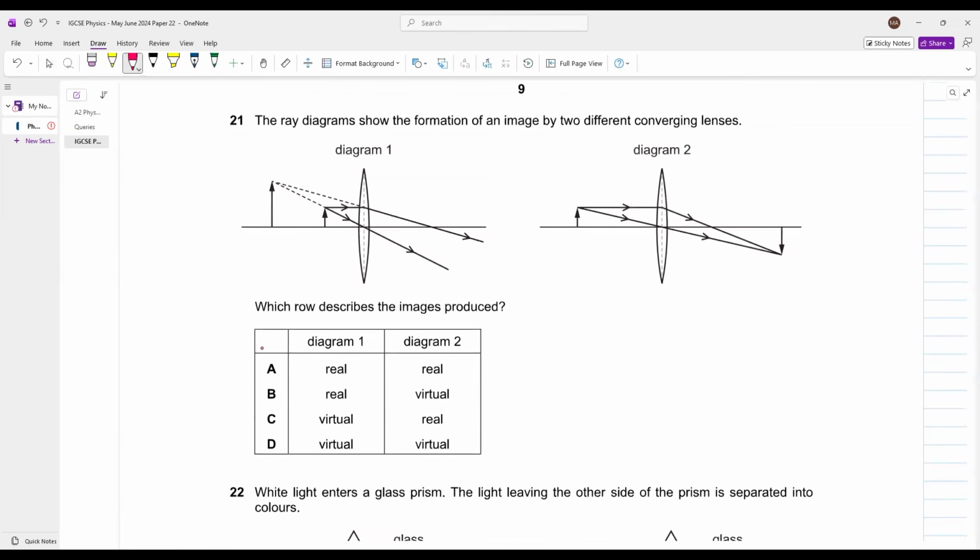अच्छा जी, which row describes the image produced? Can you realize, diagram 1 में आपकी object और image same side पे है। If your object is on the left hand side of the lens, image is also on the left hand side of the lens, the image will be virtual. A and B get cancelled out.